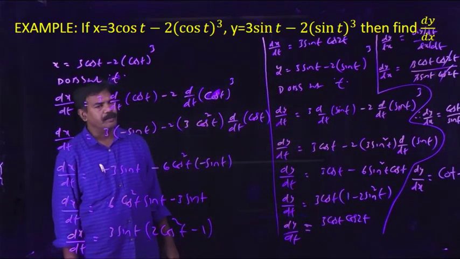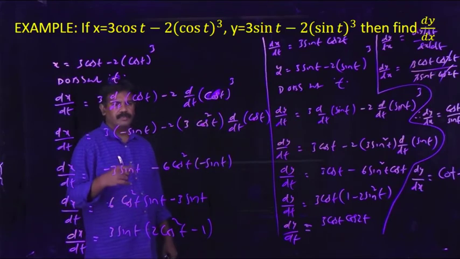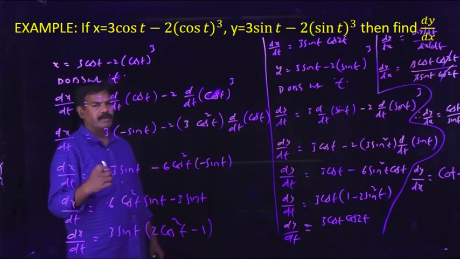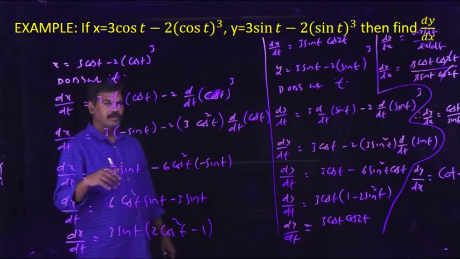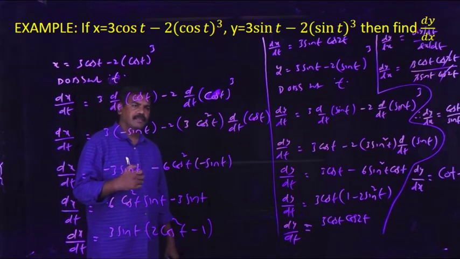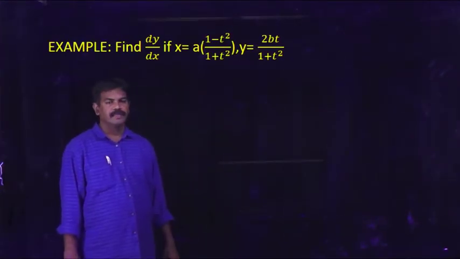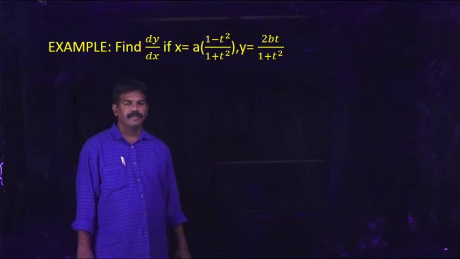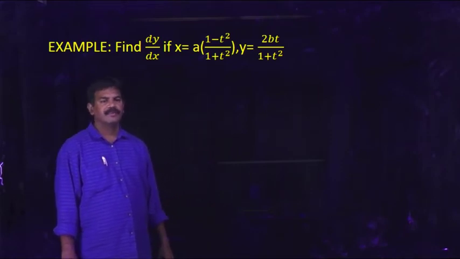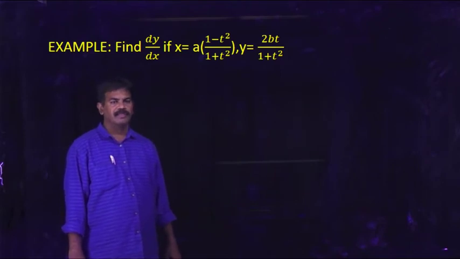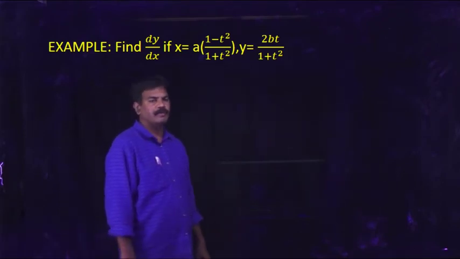It is a very important concept in differentiation, that is parametric differentiation. We use the same formula for differentiation, already told in basic formulas. By using those formulas we get dy by dx. Students, see another example. Find dy by dx if x is equal to a into 1 minus t square by 1 plus t square, comma, y is equal to 2bt by 1 plus t square.